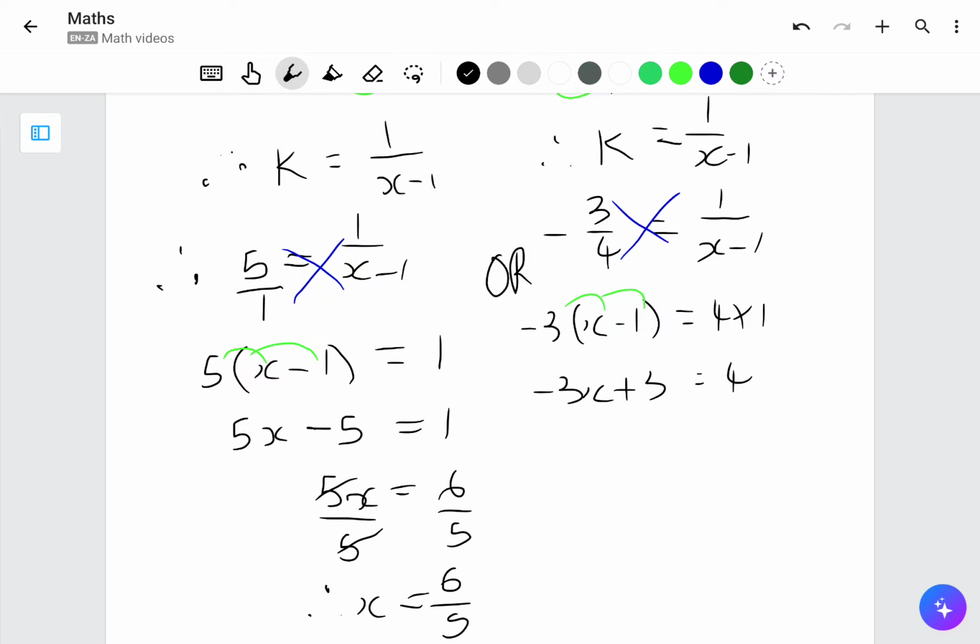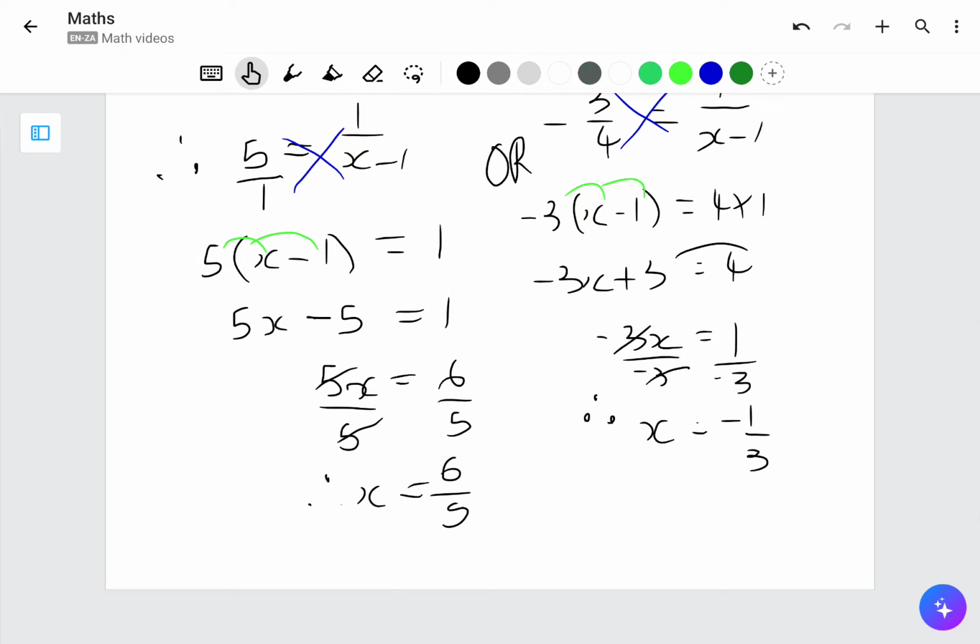We're going to take our 3 over again to that side. So minus 3x equals, if we take the 3 over, it becomes a negative, so it will be 4 minus 3, which will give you 1. So if we divide both sides by negative 3, we know that x will now give you negative 1/3. And that is all there is for today, guys. We can see x equals 6 over 5 and x equals negative 1/3.